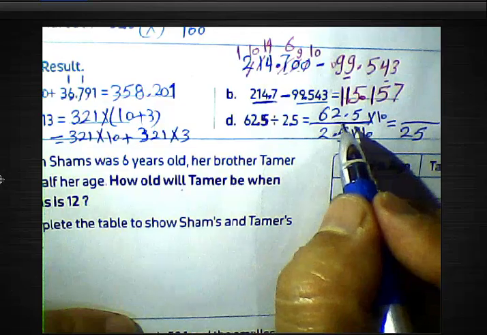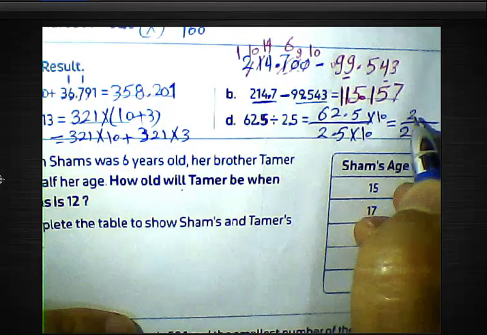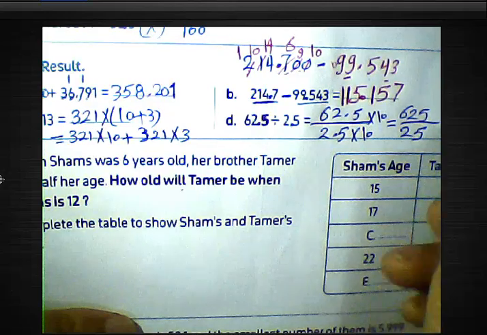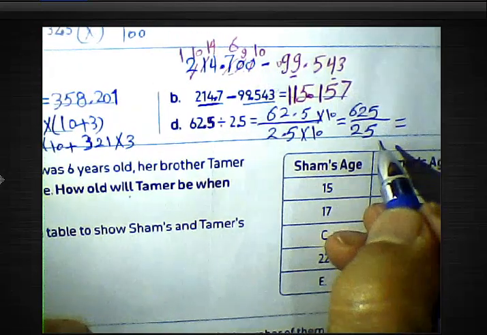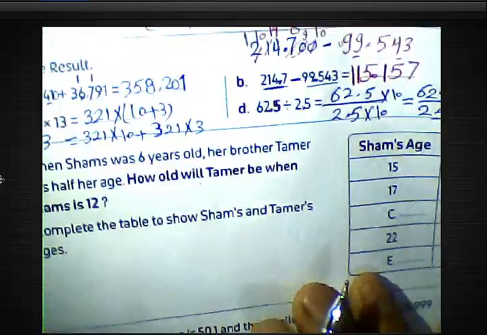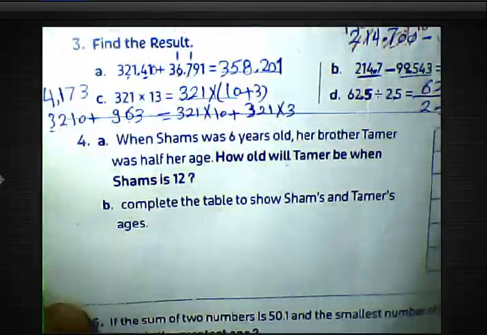We must move the point from left-hand side to right-hand side in the numerator. The result will be 625. We know 625 divided by 25 equals 25. So the result will be 25 for this example. Okay, question number 4.